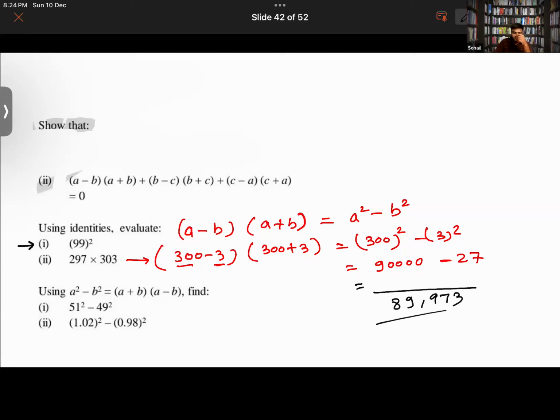Okay, so the basic thing I wanted to tell you about is that using identities we can find values like this. Now, using this identity, try to solve the first question: a square minus b square equals a plus b into a minus b. Okay. All of you have to do question number one.